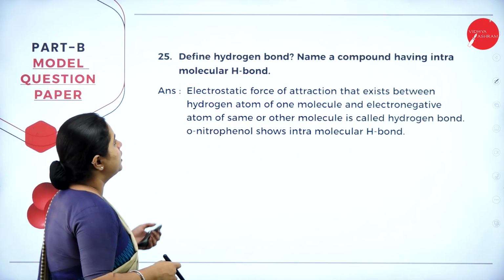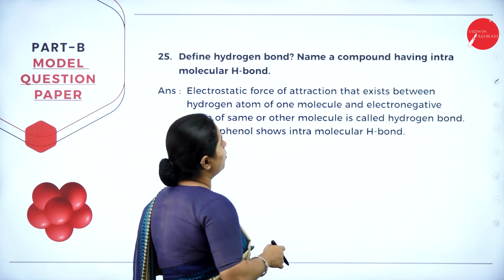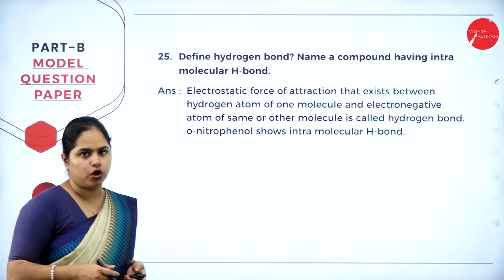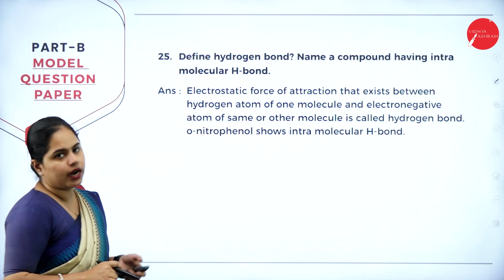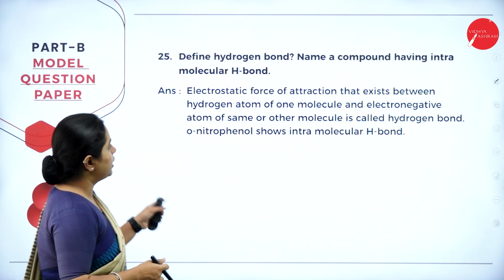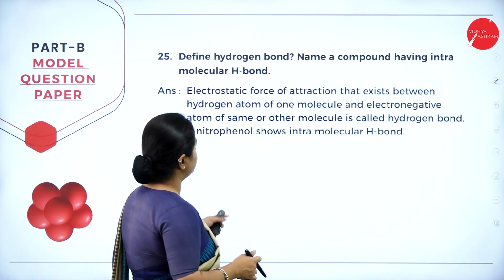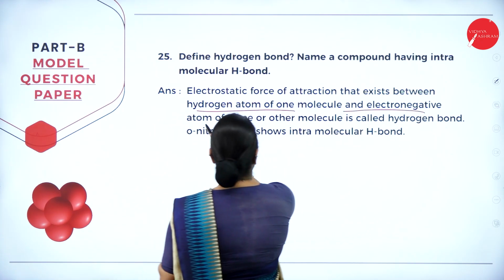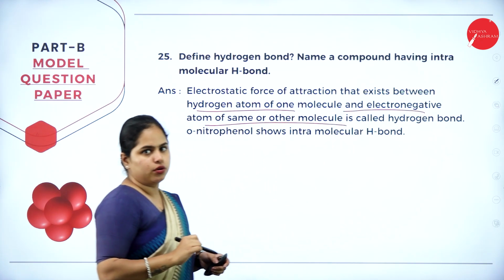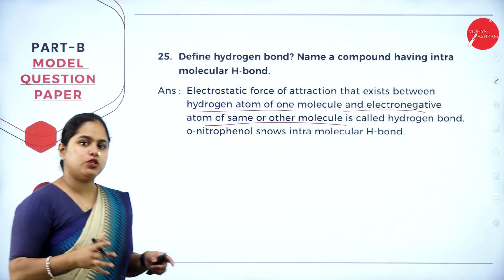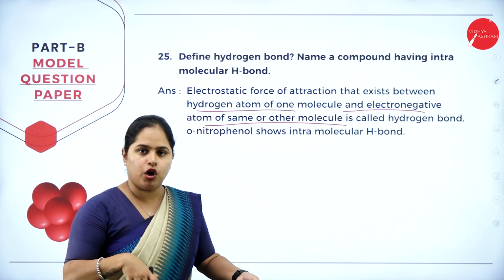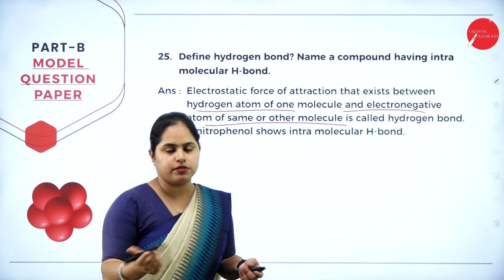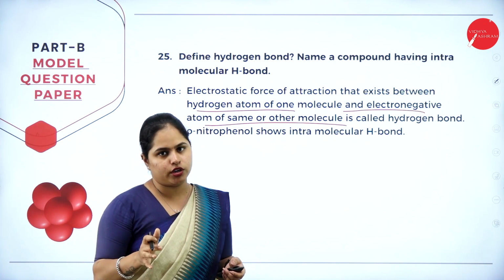Moving on to the next one, define hydrogen bond. Name a compound having intramolecular hydrogen bond. So 1 mark for defining hydrogen bond. What is hydrogen bond? It is the electrostatic force of attraction that exists between the hydrogen atom of one molecule and an electronegative atom of the same or another molecule. Whether it exists between the same molecule or different molecules, based on that you have 2 different types, that is intramolecular and intermolecular hydrogen bonding.